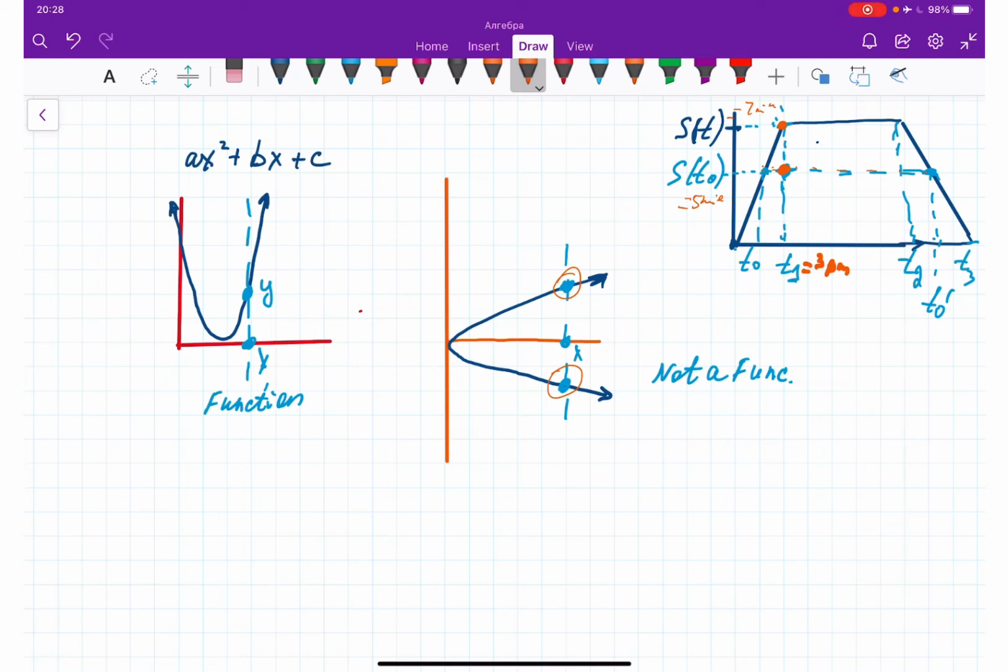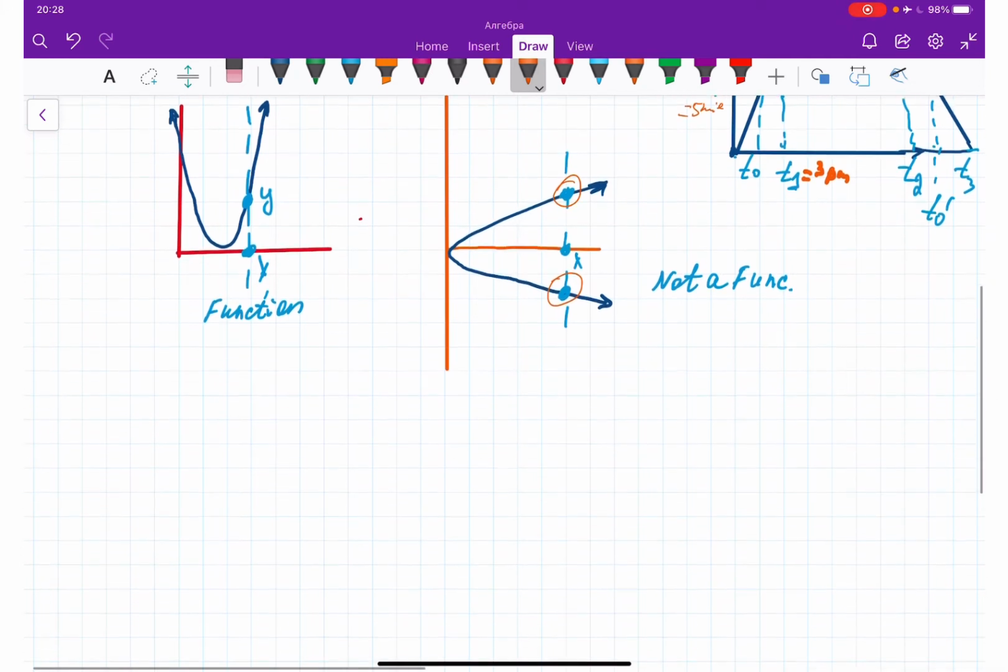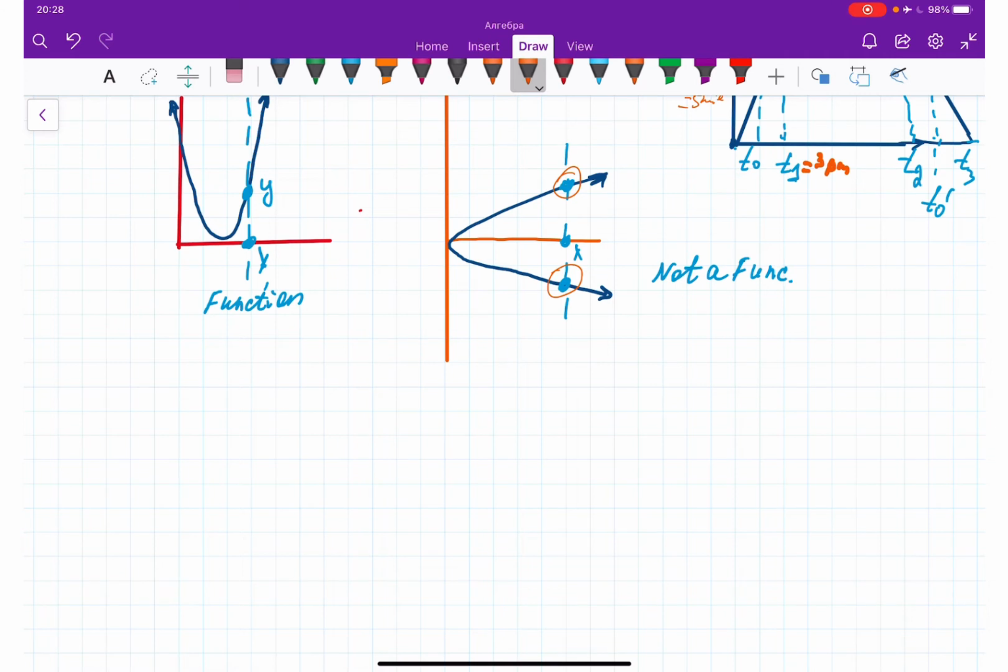Okay. Now, let's assume we don't have a graph of the quadratic equation, but we do have the coordinates of the graph. So let's assume we have number 2.